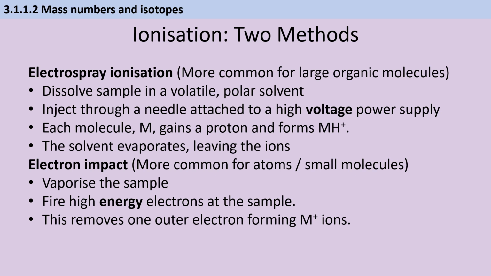Then alternatively, we can use electron impact, and this is where we use an electron gun to fire high energy electrons, and those electrons knock another electron off the original substance, and therefore the mass of that ion is the same as the mass of the original molecule or atom, but it has this positive charge now because it's lost 1 electron.